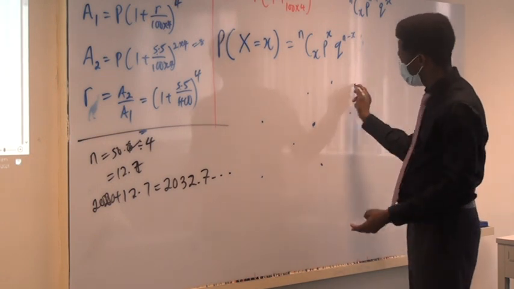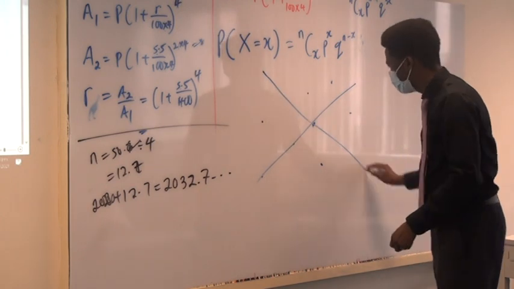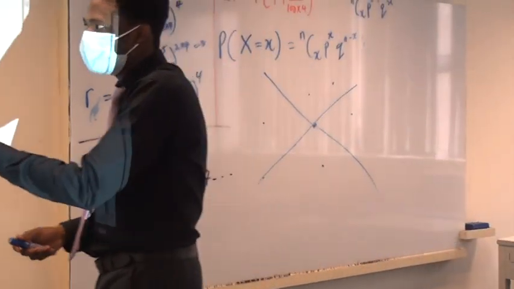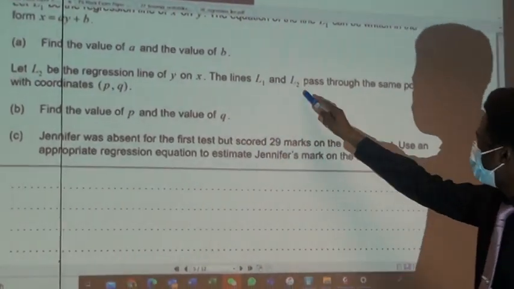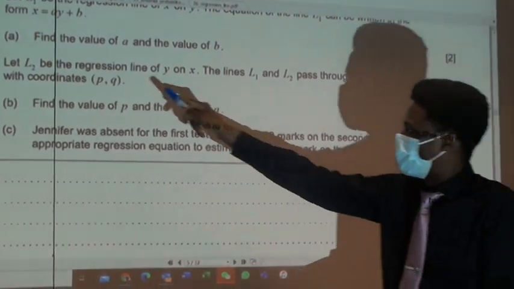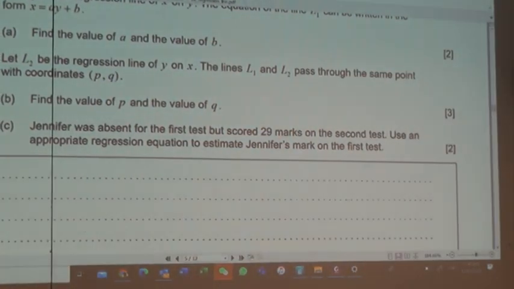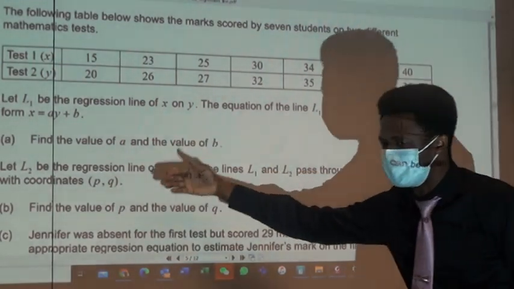So whether it is y on x, or maybe you change the axis to x on y, it must pass through the mean point. So basically, the only thing they are trying to test is your knowledge of this mean point. If L1 and L2 pass through the same point, P, Q, then P, Q must be the mean point. All you have to do is go to your table, find the mean of x, find the mean of y, and write it down.